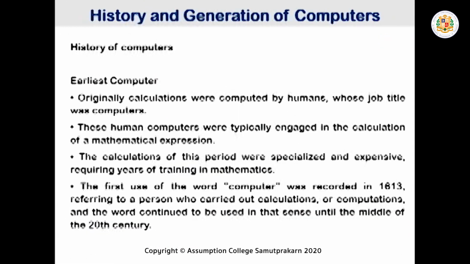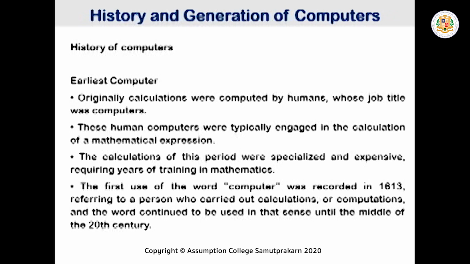Okay, now let's move on to the history of computers. Earliest computer. Originally, calculations were computed by humans whose job title was computers. A long time ago, the first computer was actually a human. These human computers were typically engaged in the calculation of mathematical expressions. The calculations of this period were specialized and expensive, requiring years of training in mathematics. So they don't just get people to be a computer to calculate mathematical expressions. They do long years of training in mathematics before they get hired to be a computer.